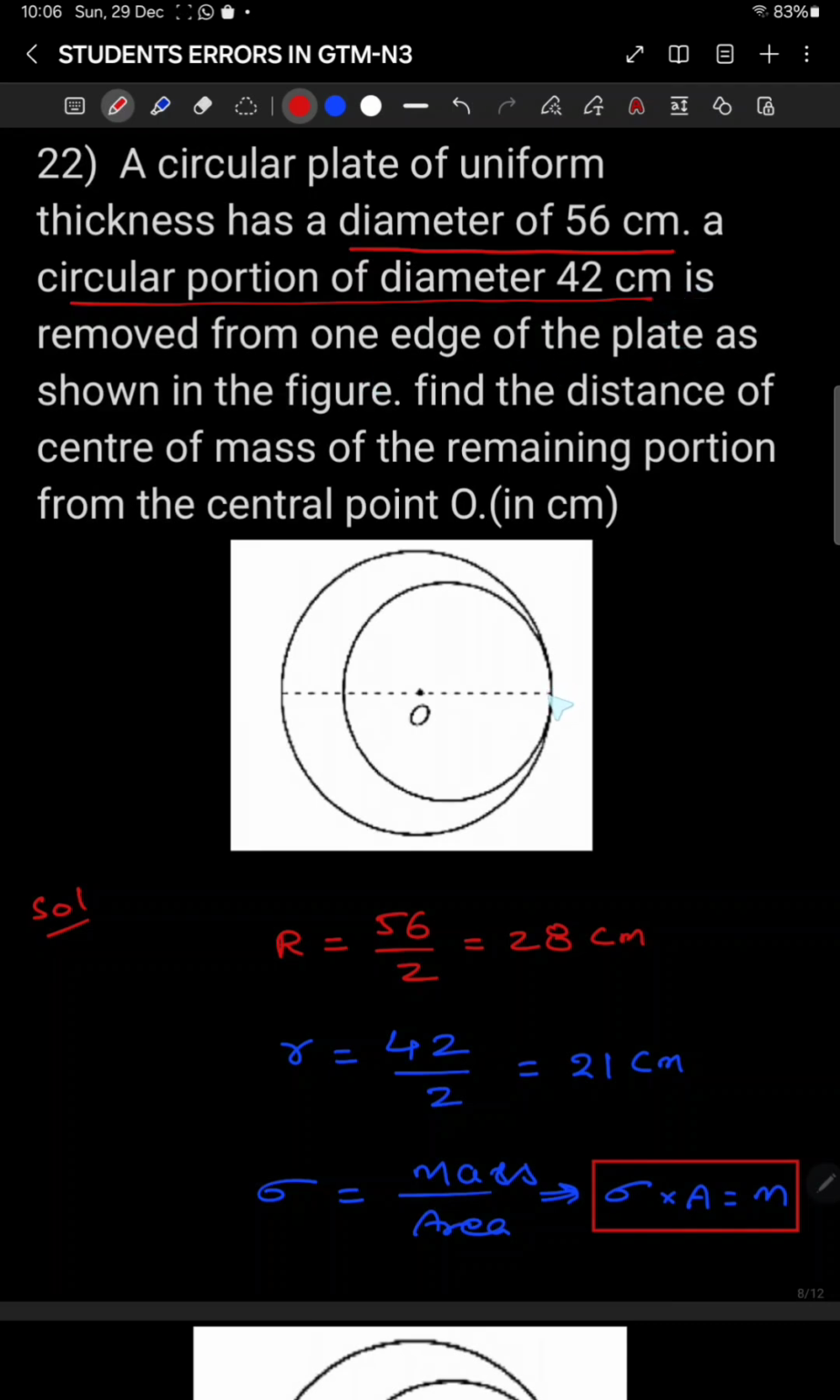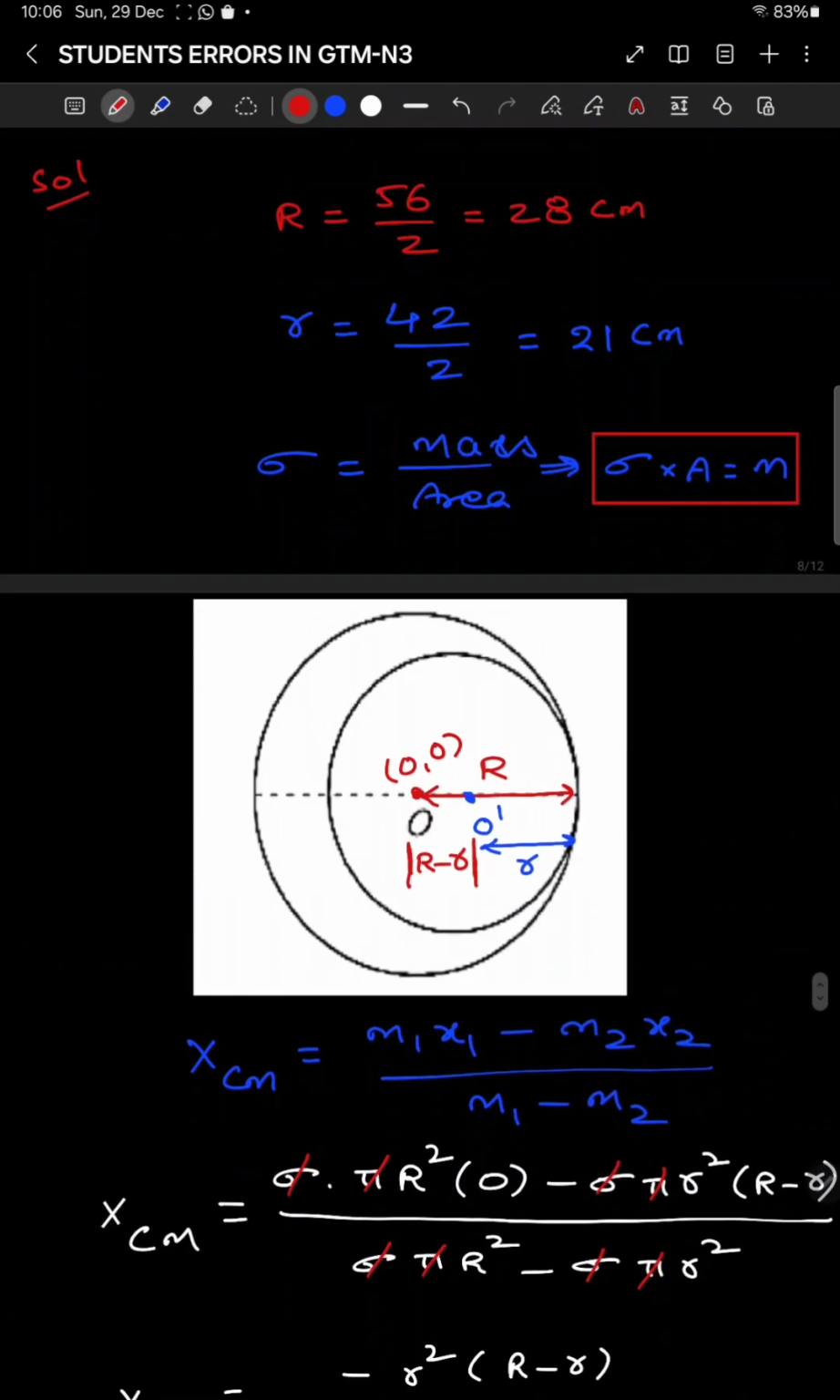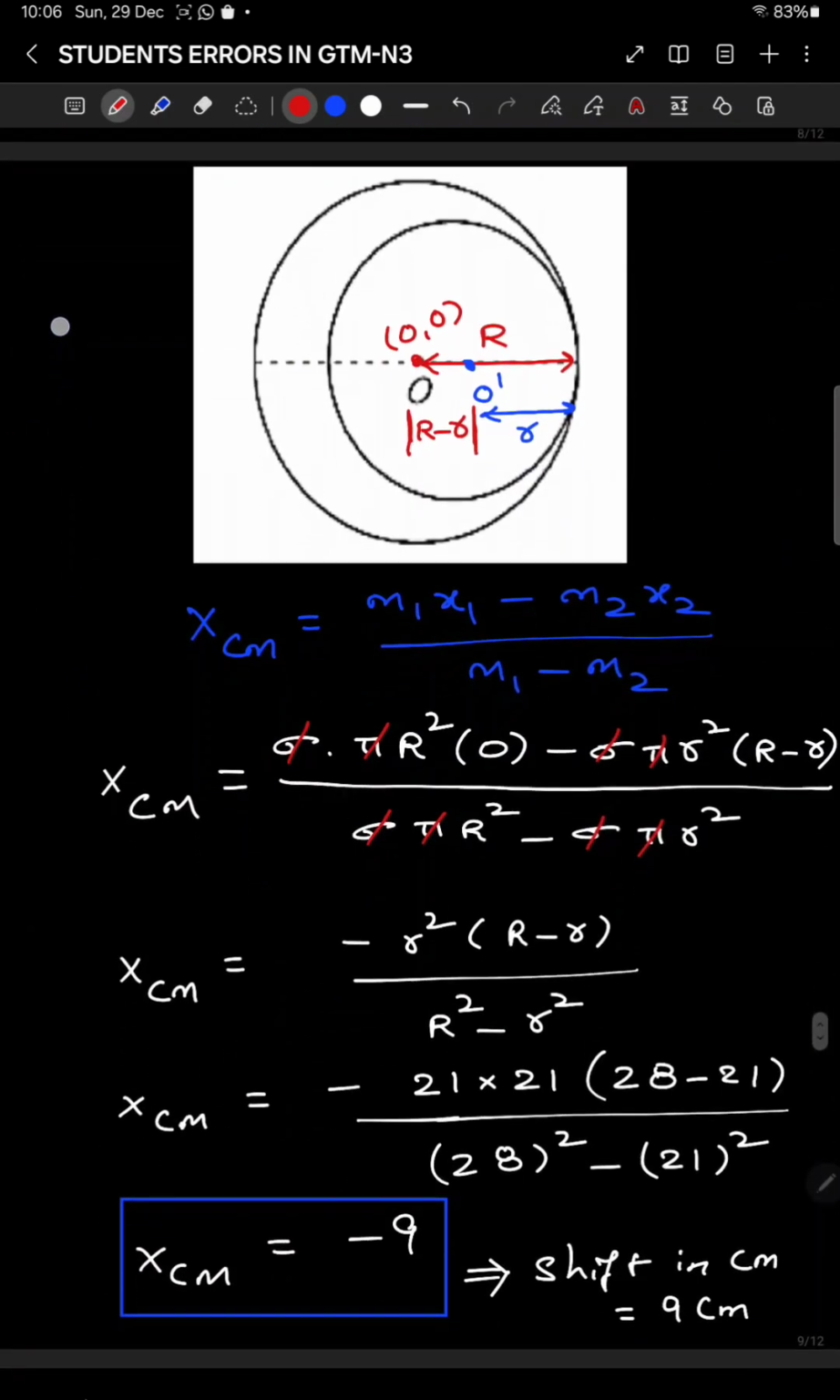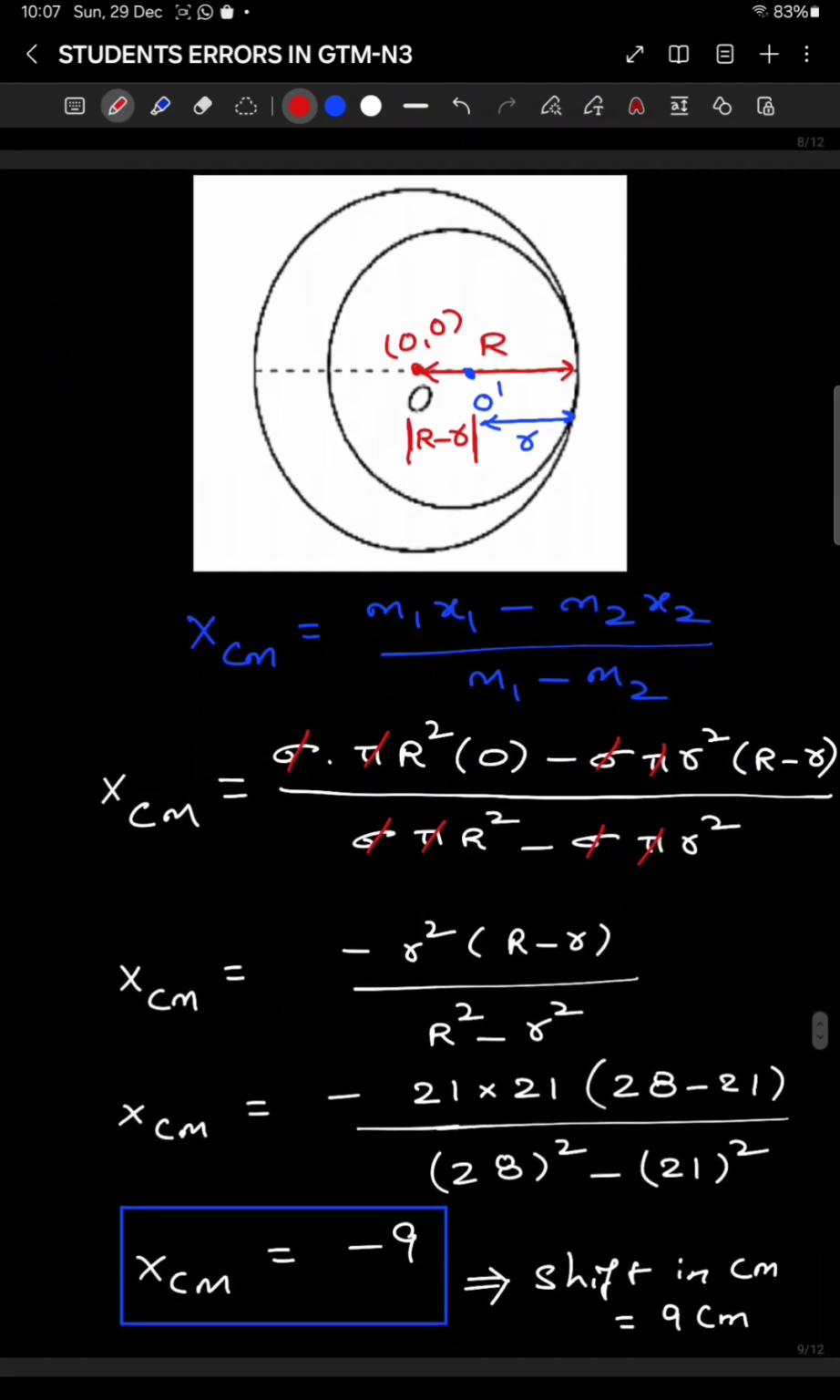You can see here one edge of the plate. Its diameter was mentioned 42. You can find radius. Areal density formula: mass by area. You can find mass here. Now in center of mass removal model, the formula was x_cm equal to (m1 x1 minus m2 x2) by (m1 minus m2). m1 total mass of the body, x1 its position, m2 removed part mass, x2 its position.